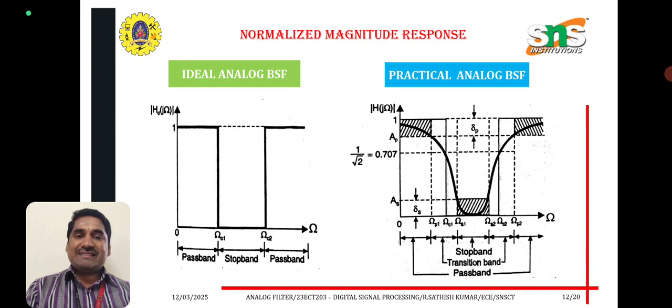Next one, band stop filter. Only high frequencies we can pass, and low frequencies we can stop. That's why it's called a band stop filter. The practical analog band stop filter can be shown with respect to the transition band.